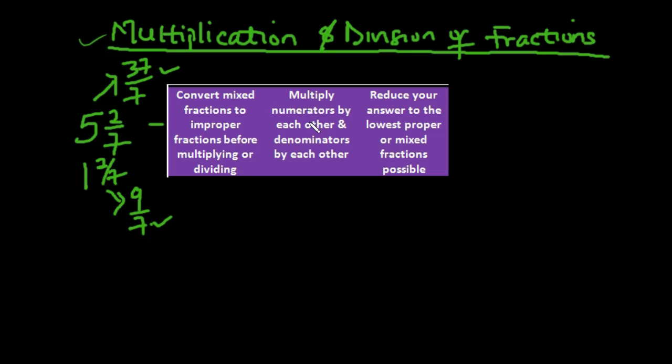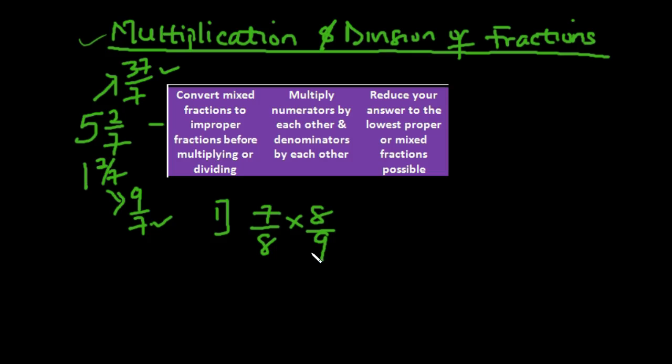Then we multiply numerators by each other, and denominators by each other. Always try to reduce your answer to the lowest proper or mixed fraction possible. Never leave your answer as an improper fraction. So the first example: I have 7 over 8 multiplied by 8 over 9. There are no mixed fractions here.